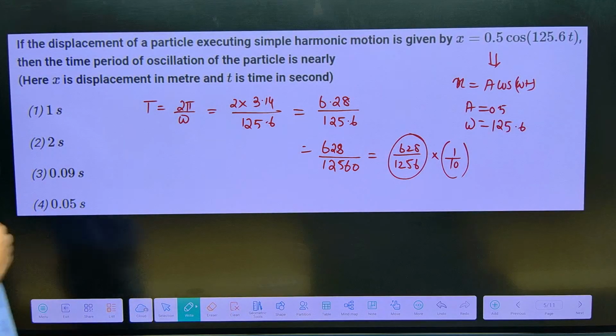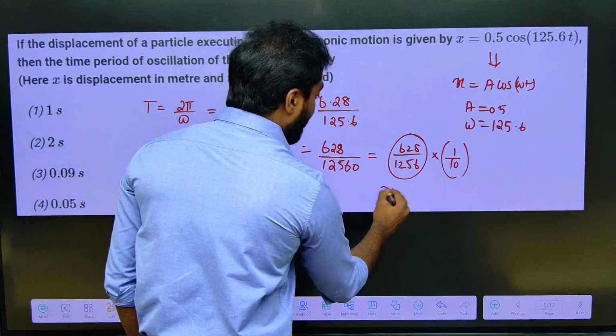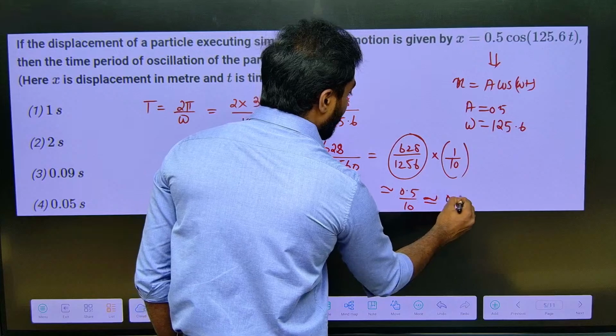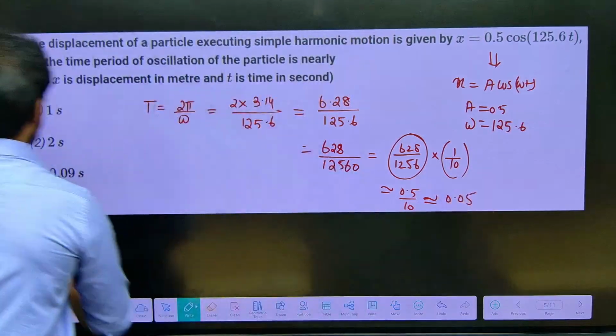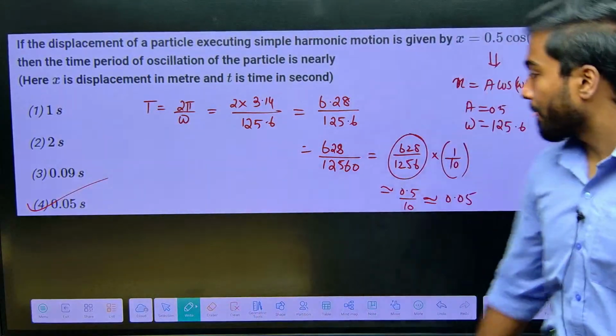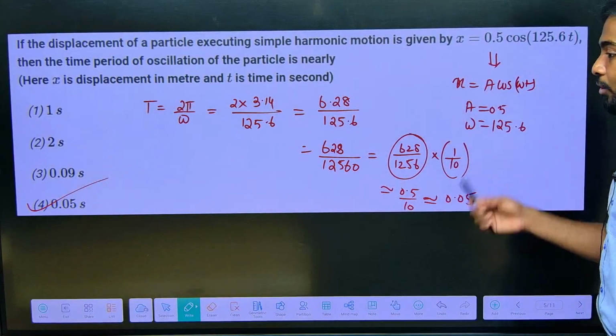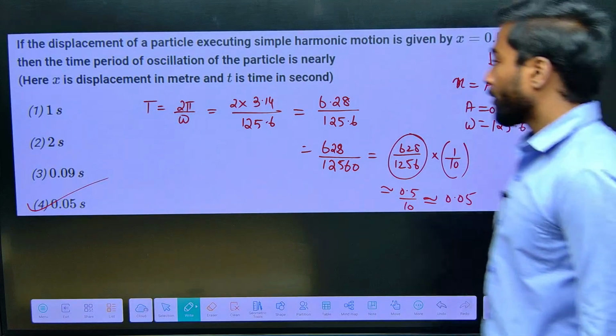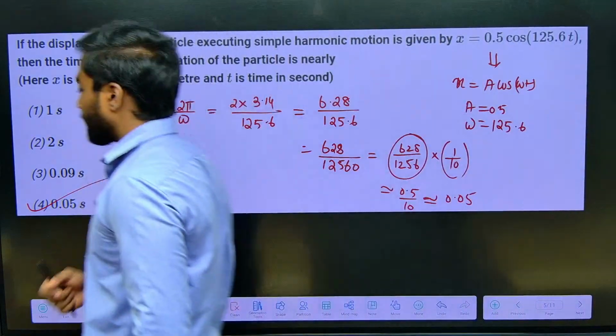So 0.5 you are getting for this. So approximately 0.5, and divide by again 10. So we will get 0.05. So the option is D. That's the correct answer. Option D is the correct answer. You will get 0.05 as the answer for this question. Right? Yes, you can take a look at this and we can go for the next question.